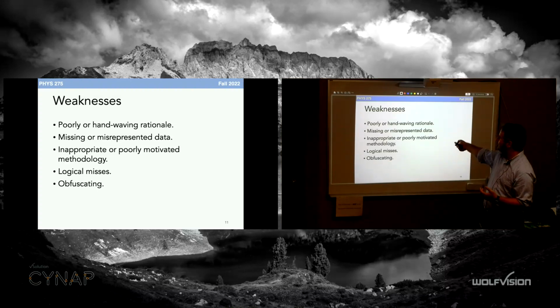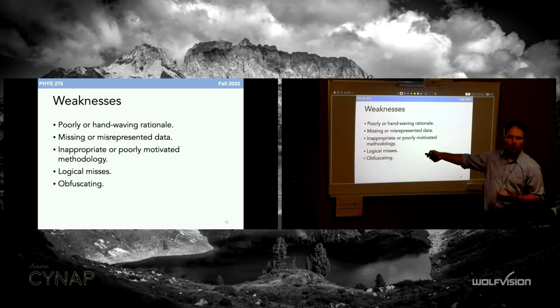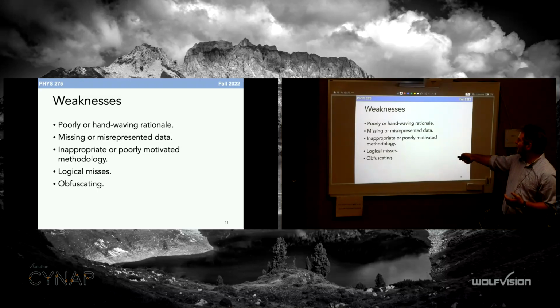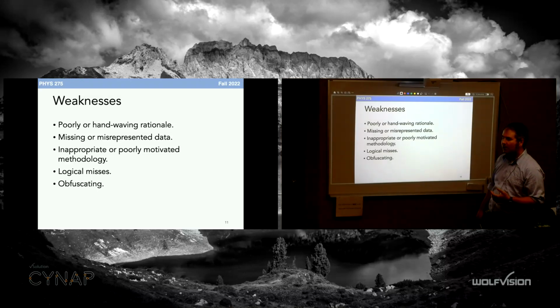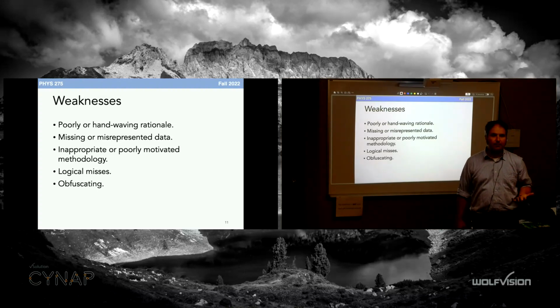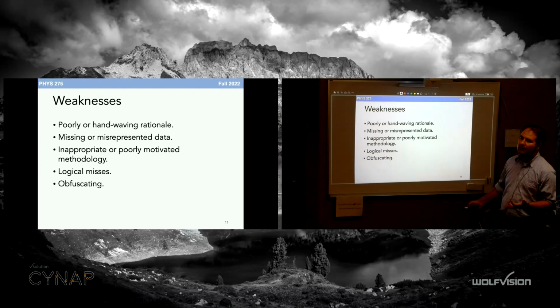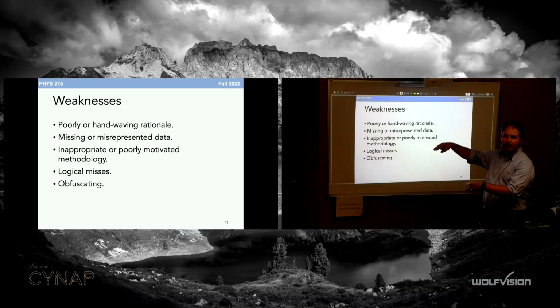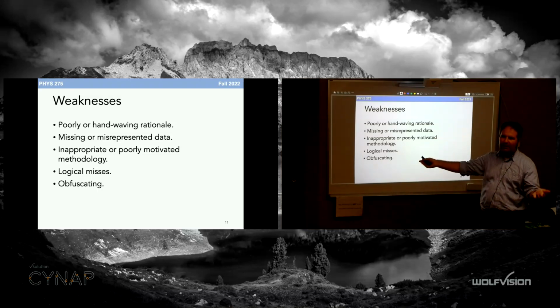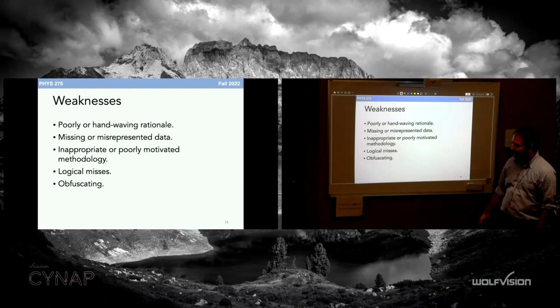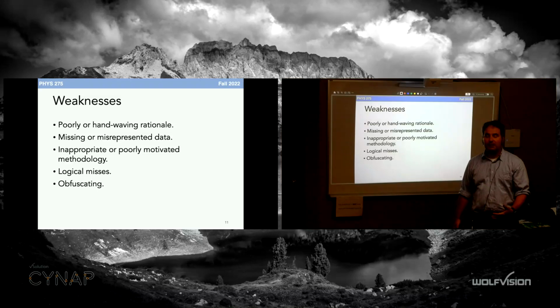Like in a graph, this would be the cardinal sin, right? This is the worst one. Inappropriate or poorly motivated methodology. I don't want to turn this class into a "look how bad this graph is" class, but I've seen plenty. It's the kind of thing where you have enormous error bars and somebody's fitting a plot through them, and you go, I could have drawn any line through here, and I couldn't tell you which one was preferred. Then there are logical misses, like how do you get from A to B, or obfuscating, where you're actually actively trying to hide something.